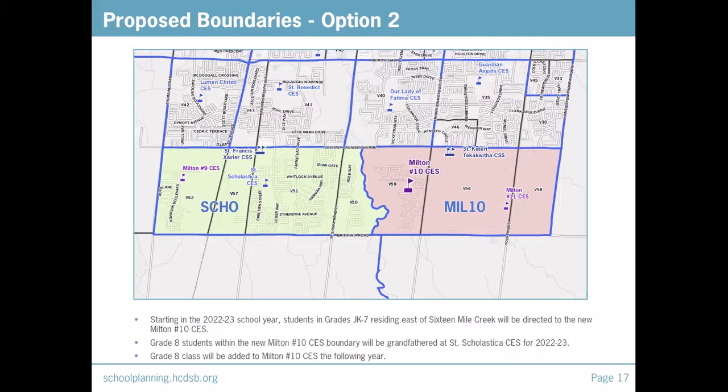The main difference between the two options is in option number 1, St. Scholastica's existing boundary is split along Regional Road 25 and students east of Regional Road 25 are directed to Milton 10. In option 2, the split between the two schools is 60 Mile Creek.